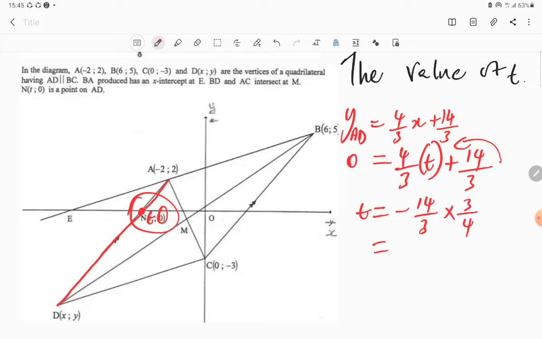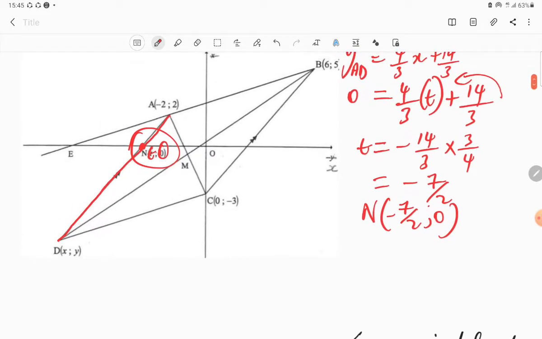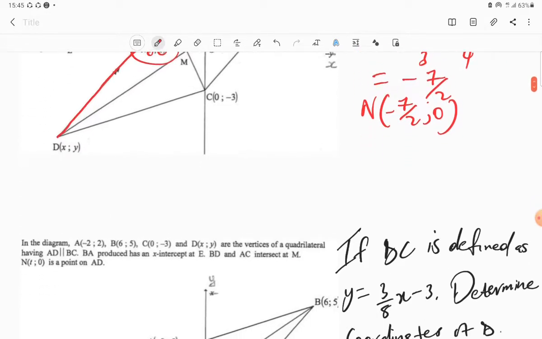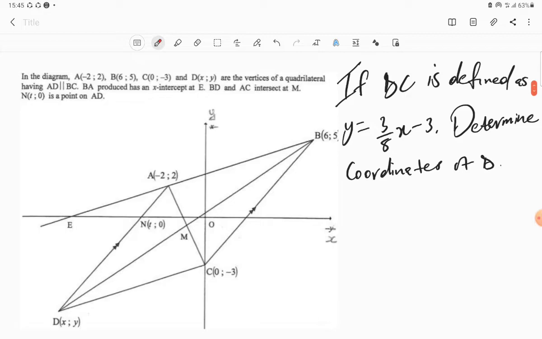So the value of t will then be -14/4, which is -7/2. So the value of t is that. So you can easily write now the coordinates of n, which is (-7/2, 0). So we have figured out the value of t. Done. Now moving to the next question, which requires us to determine something else.